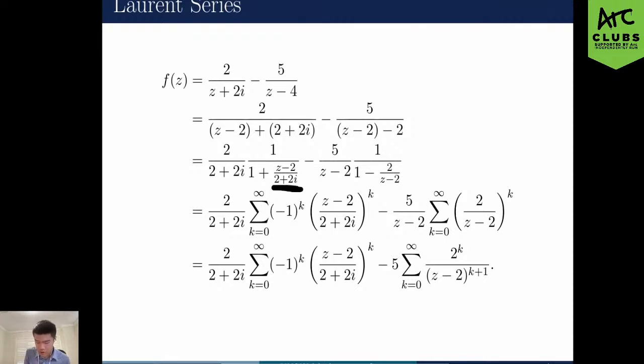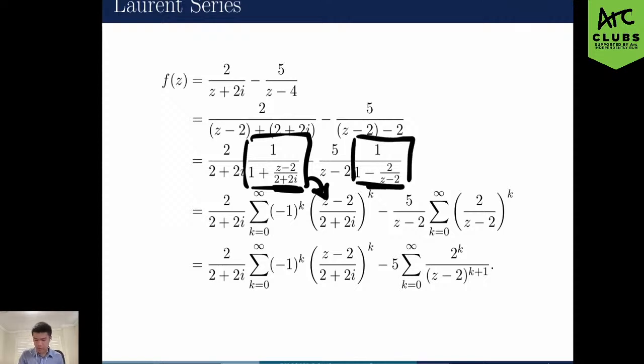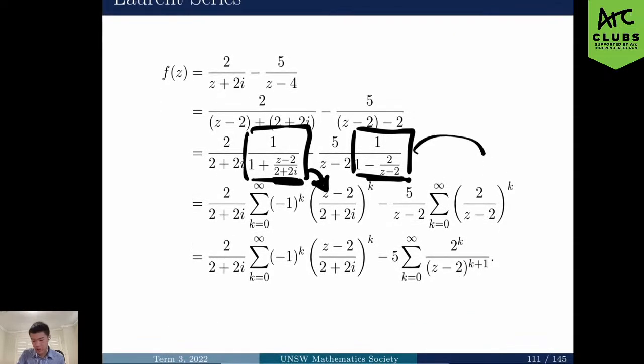It's all very much the same process. So in this one we've chosen to make this one z minus 2 divided by 2 plus 2i. Then we turn this term into this geometric series. Same thing over here. We take this one and turn this one into that geometric series. And the whole point of it is just that everything needs to be in terms of z minus 2. Which means that when we write this all out, you get a nice Laurent series in powers of z minus 2.